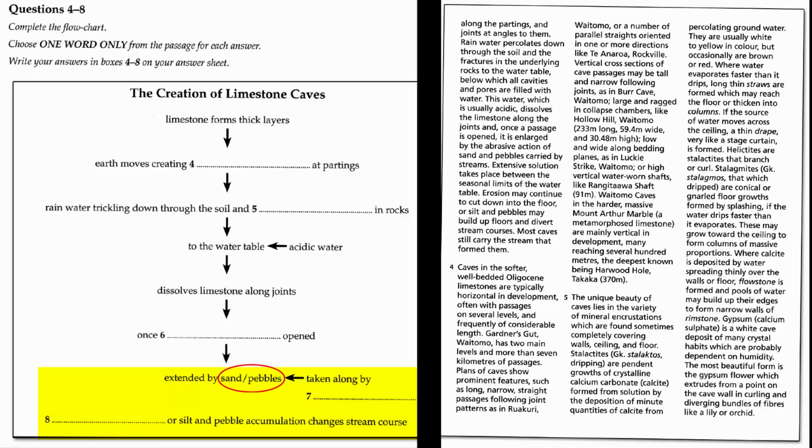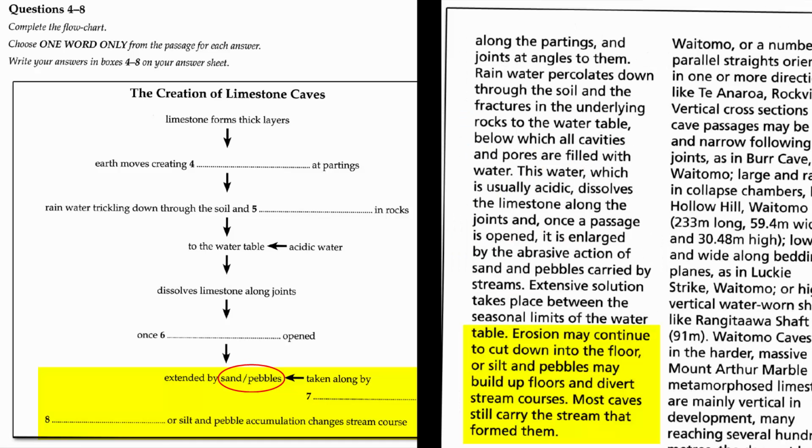Okay, now 7 and 8, we try them together. I'm reading it from here. Yeah, I found this word, like water table, floor, pebbles. Yeah, I found the word pebbles. So let's read this sentence from the beginning. Erosion may continue to cut down into the floor, or silt and pebbles may build up floors and divert stream course. All right, divert stream course. Most caves still carry the stream that formed them. Now, I'm sure the answers are here. Let's read the questions again. Question number 8, let's do that first.